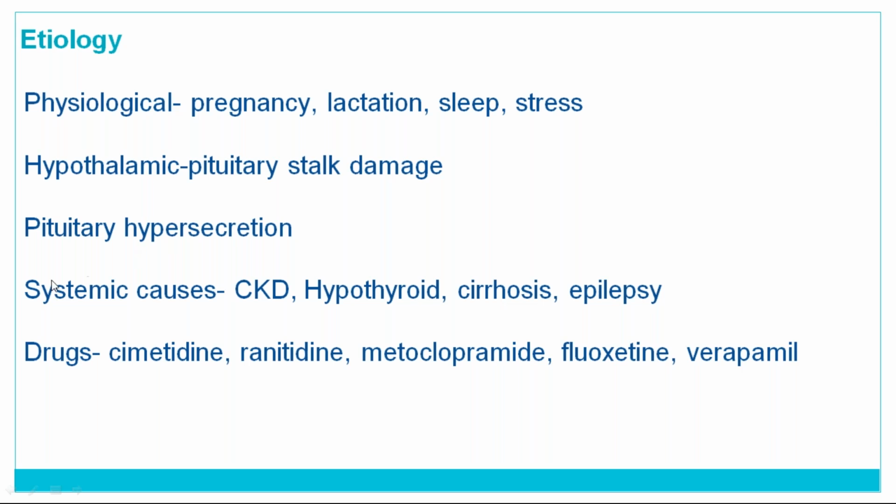Okay, so these are the systemic causes of raised prolactin levels, like CKD, hypothyroidism, cirrhosis, and epilepsy. Epilepsy also. You might have read in neurology the differences between true seizures and pseudo seizures. In true seizures, prolactin levels will be elevated, whereas in pseudo seizures it will be normal. Okay, and some drugs like cimetidine, ranitidine, metoclopramide, verapamil, fluoxetine.